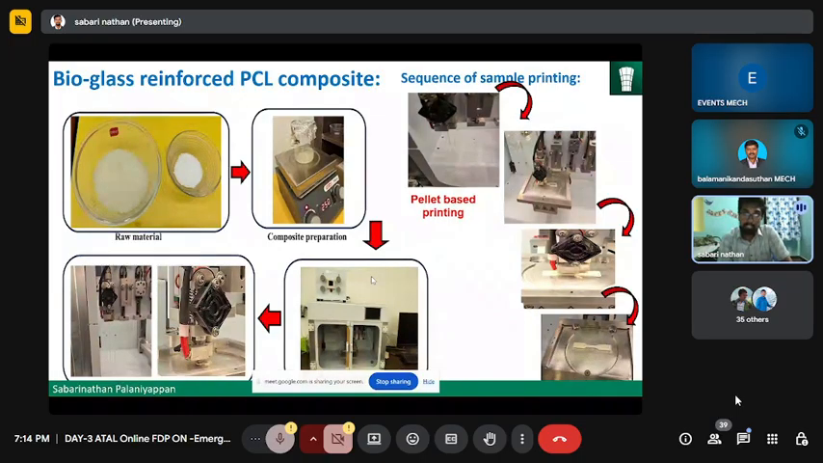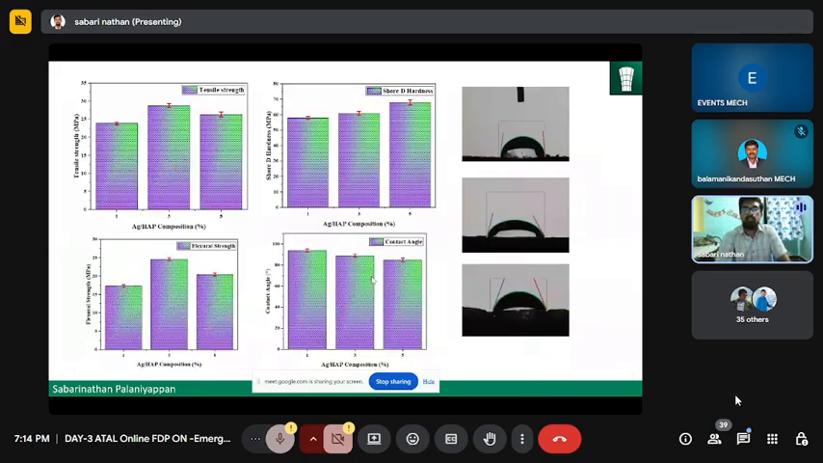We added bioglass as a reinforcement because this application is not for wound healing. We are focusing towards implants. The result was very good. Adding bioglass, the hardness was improved. The strength was good for the 3% composition, and the contact angle decreased due to the added particles, which made more layer gaps. These layer gaps lead to a reduction in the contact angle.